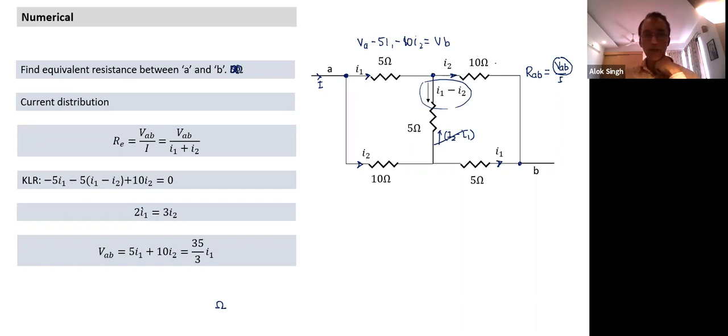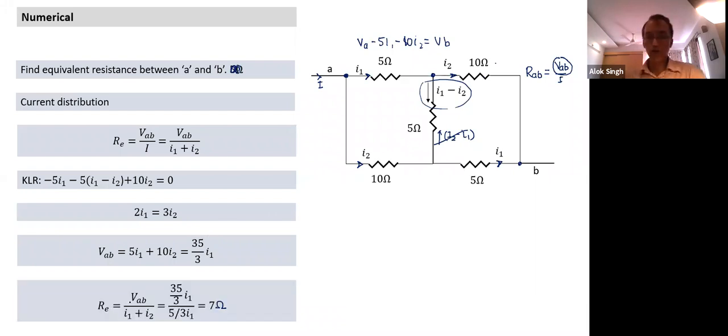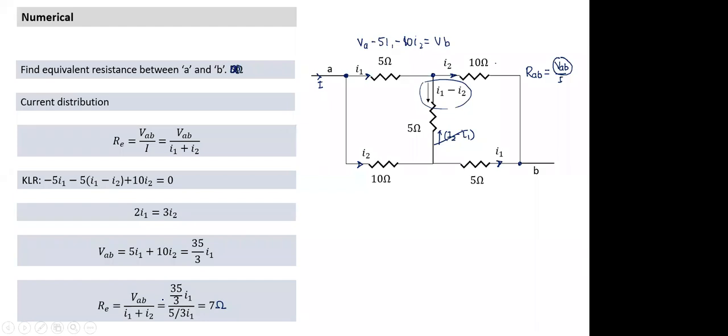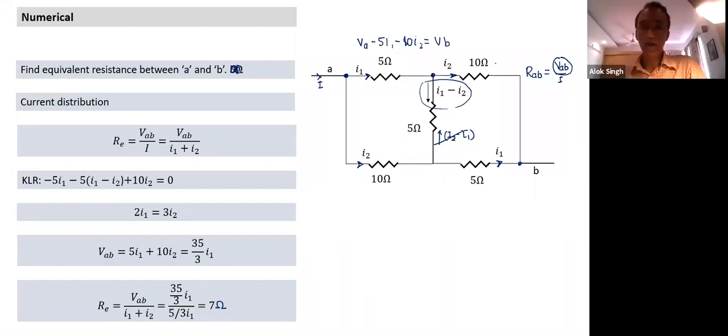From this equation, I can express the potential difference in terms of one current. Then we find the equivalent resistance VAB divided by I1 plus I2. Why I1 plus I2? That's the current flowing into the junction, and we get this resistance. Sir, will we get the same potential difference in any path followed? Any path, of course.